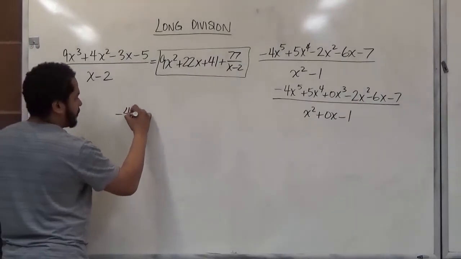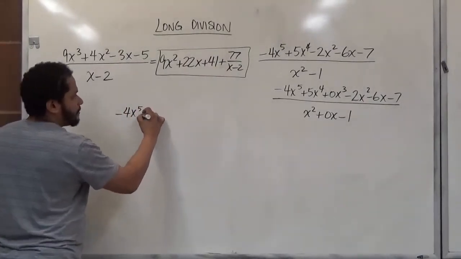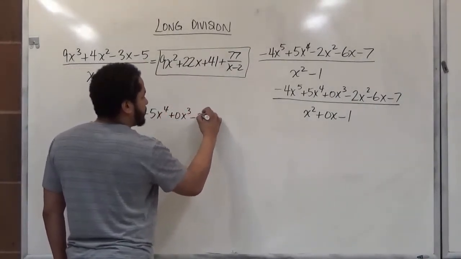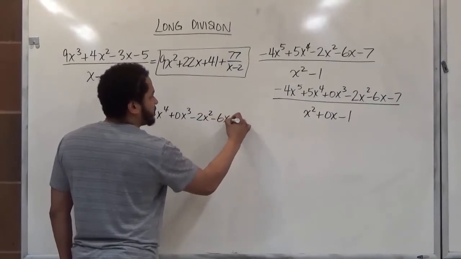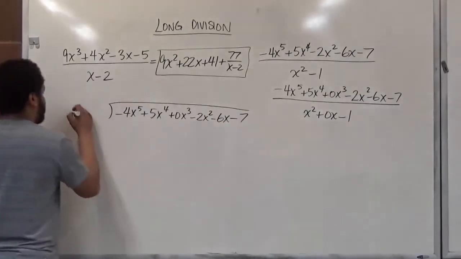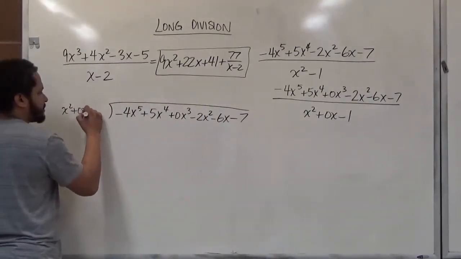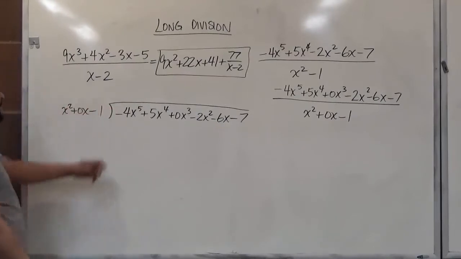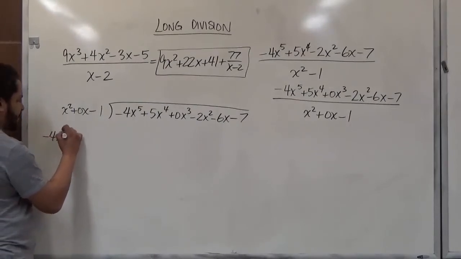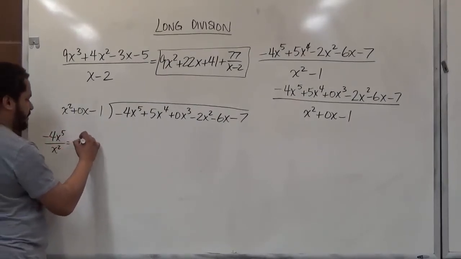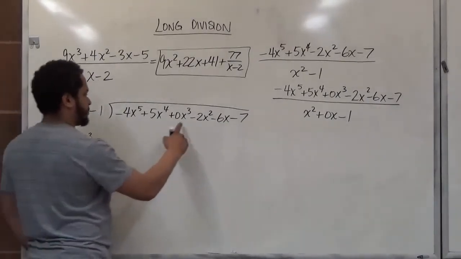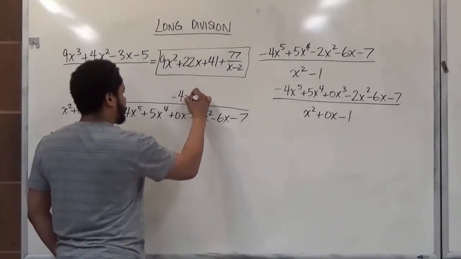So here we have negative 4x to the 5th plus 5x to the 4th plus 0x cubed minus 2x squared minus 6x minus 7. And all of this is going to be divided by x squared plus 0x minus 1. Now the first term is negative 4x to the 5th, and we're going to divide that by x squared. So negative 4x to the 5th divided by x squared is going to give us negative 4x to the 3rd. And now that's going to go over the x cubed term. As we see, this is the first term that's produced: negative 4x to the 3rd power.